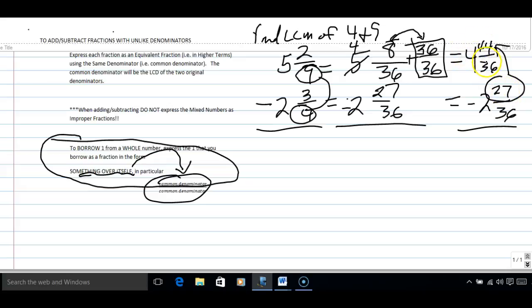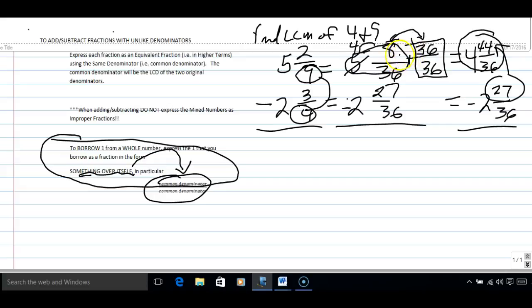Now 4 and 44 over 36 is the same as 5 and 8 36ths. This mixed number is equivalent to this one. They're the one and the same creature. 36 will go into 44 one time. 4 and 1 is 5. If you subtract 36 from 44, you have 8.